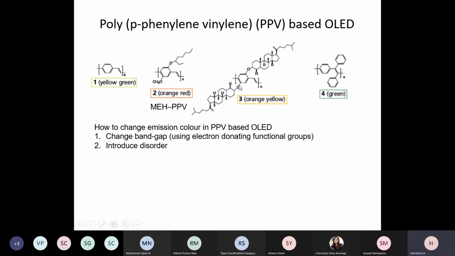Apart from the donor group, because of the oxygen groups, they also change the band gap. And you can put other conjugated groups directly to the backbone. So this is a double bond. It's same PPV, but with more benzene rings. That also drastically changes the band gap, band structure, and the color of the emission light.